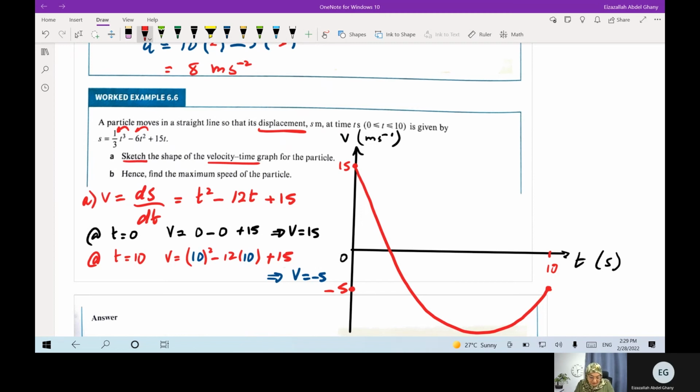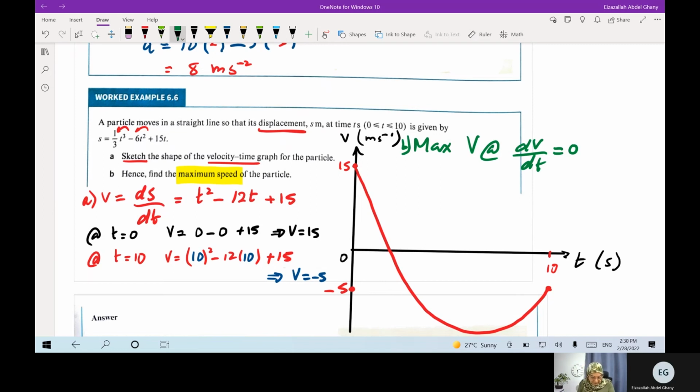Hence, find the maximum speed of the particle. The word maximum in differentiation is a clue. The words maximum, minimum, stationary point, turning point. This is part B. Maximum speed means maximum velocity, and it occurs at dv by dt equals 0. dv by dt equals 0 means the gradient of the tangent of the curve is 0.